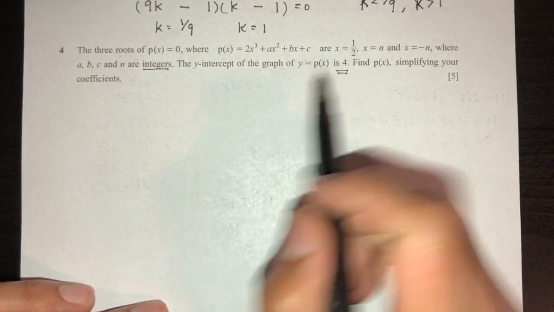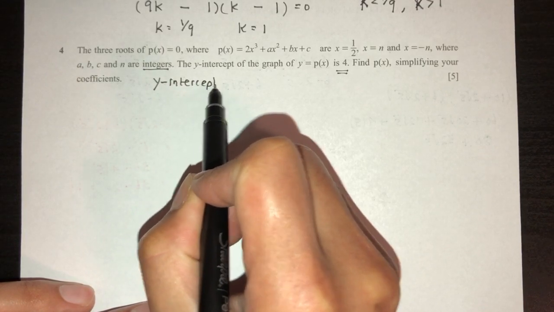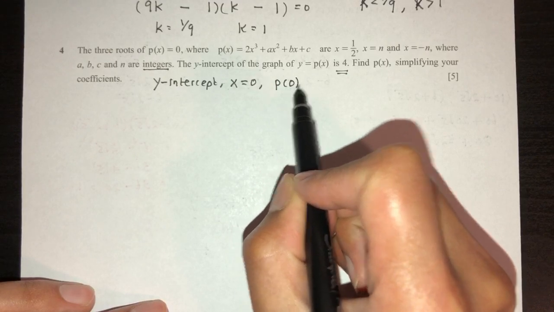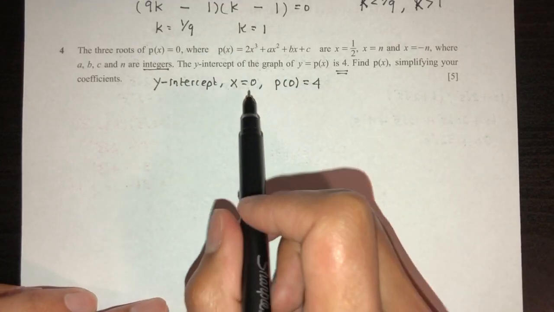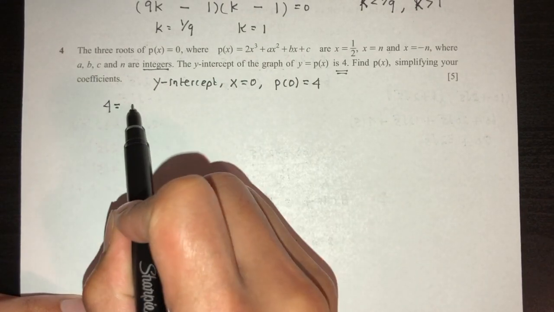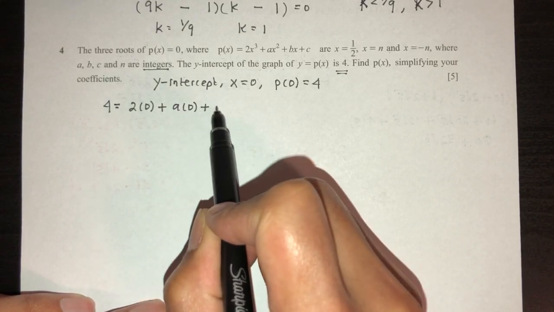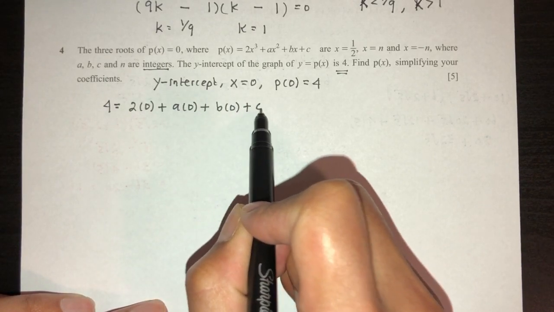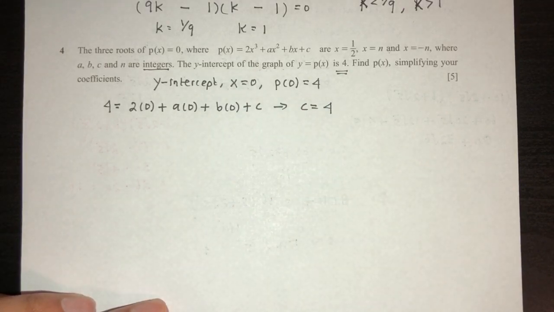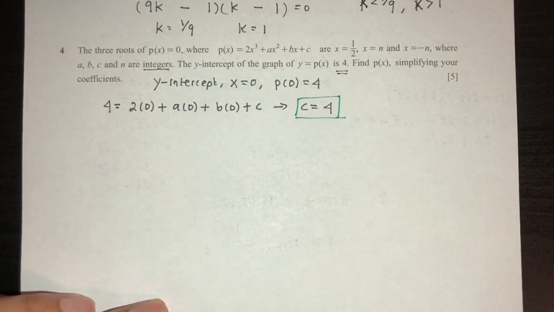So first let's use this one. The y-intercept is at the y-axis. It means that when the value of x is 0, the value of p is equal to 4. So let's use this to find the value of c. So we know that this is 4, 2 times 0, a times 0, plus b times 0, plus c. So this means the value of c has to be 4. So that's the first thing we found. C is equal to 4.